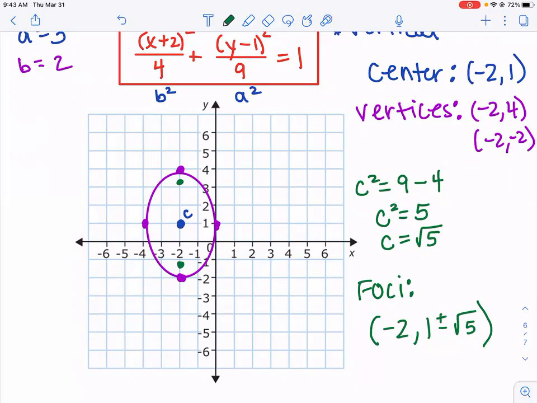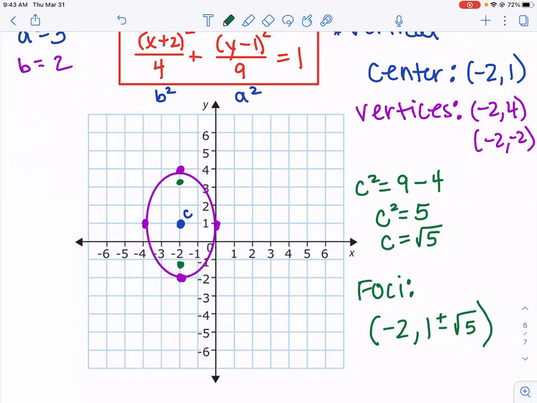Now look at me. Don't you ever do this with an integer. If you give me -2, 1 plus or minus 2, no, you can actually tell me what those two coordinates are. If it's irrational, you can do this.